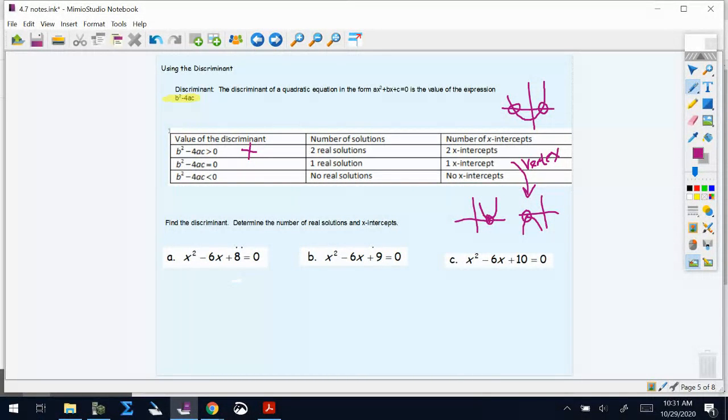And then your last option is that you get your discriminant, b squared minus 4ac, and you get a negative value. You get something that is less than 0. If this happens, we get no real solutions. We actually have what's called two imaginary roots.